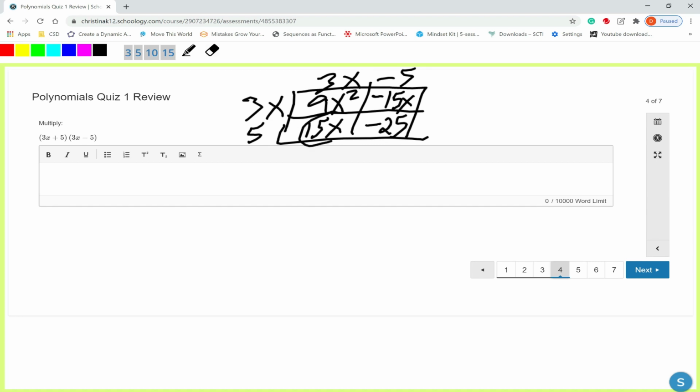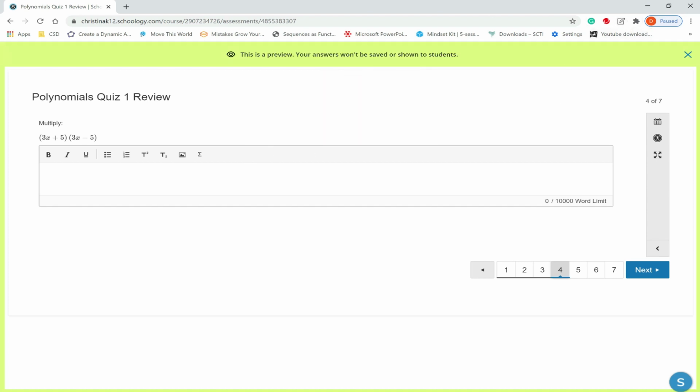We take note of our diagonal. They're like terms, they're going to cancel, so our final answer will be 9x squared minus 25, and we're done. And just type that in. 9x up to the second power minus 25, and we are done.